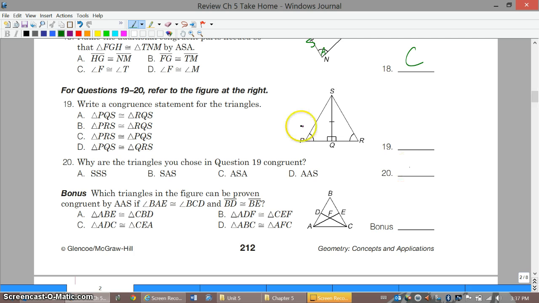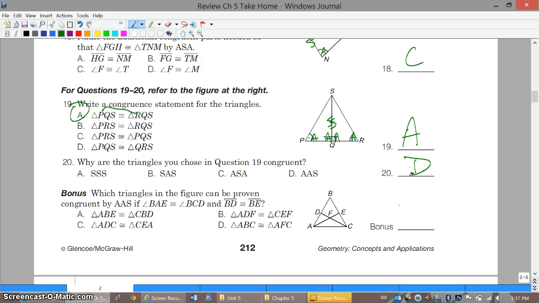Congruent statement, well, P matches the R, so P and R have to be in the same spot. So, okay, could this be that, P and R in the same spot? Nope, it's got to be the first one. Q and Q in the same spot. S and S the same. So why are they congruent? Well, A, that's an angle, right? That's an angle pair. That's an angle pair. That's a side pair. Well, angle, angle, side, D.